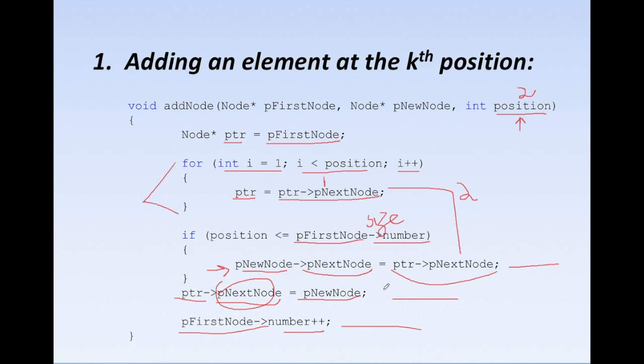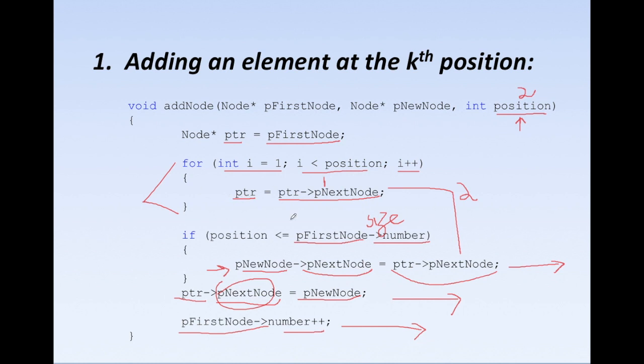So let's put it all together. We did the 3 steps. We set the pointer of the new node to the pointer at 2. We set the pointer of the one that was pointing to 2 to point to the new node, and we increment the size. But before we do that, we have to set a pointer that goes from 1 to the position before 2, which is 1.